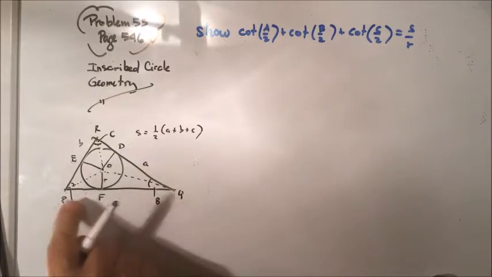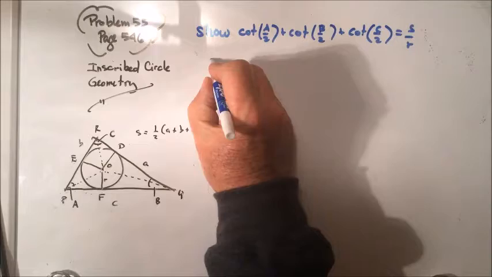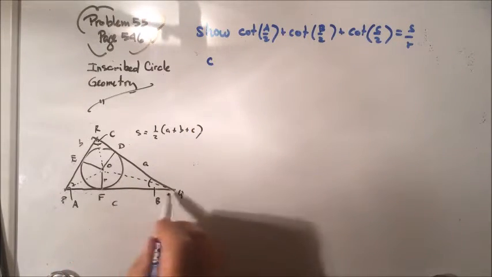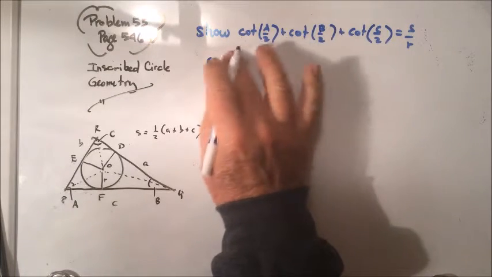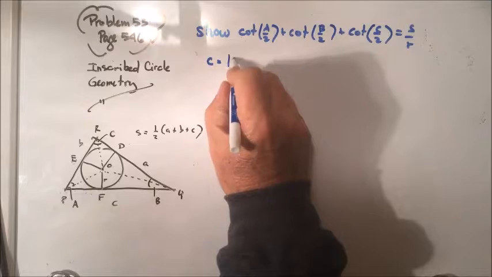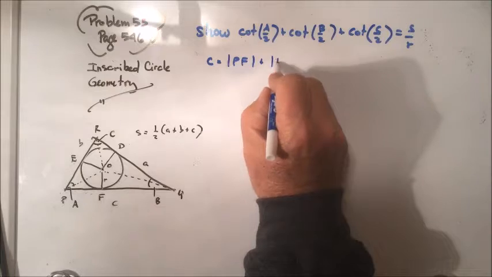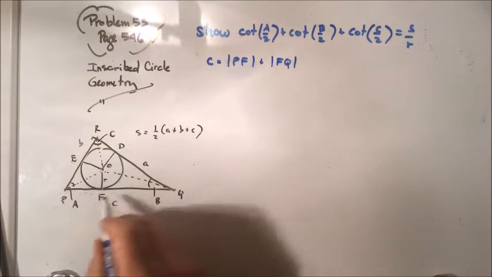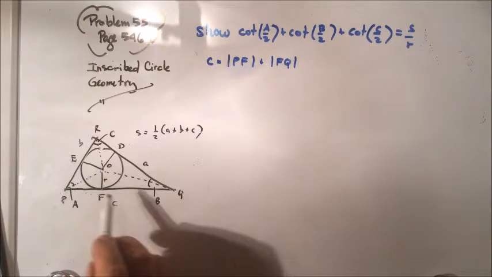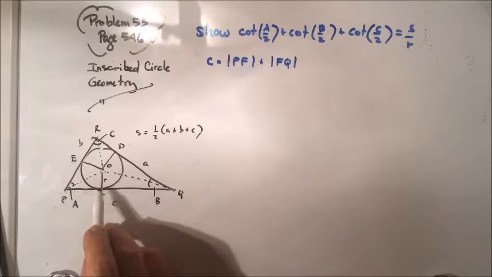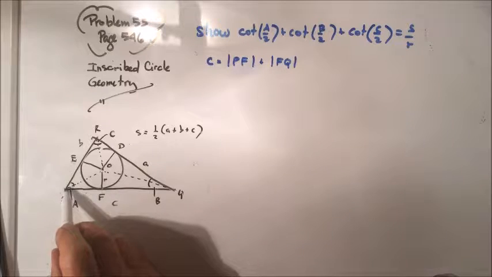First, let's focus on this side over here. You see that this length C is made up of this length and this length. This length is the distance from P to F, and the distance from F to Q. F is just an intermediate point. So the total distance, which is called C, is the distance from P to F plus the distance from F to Q.